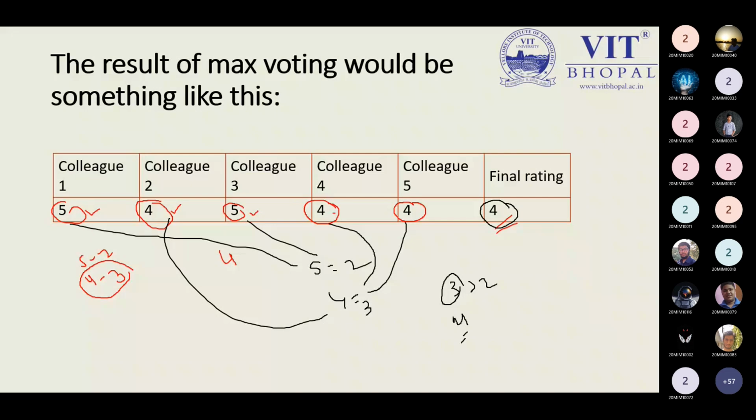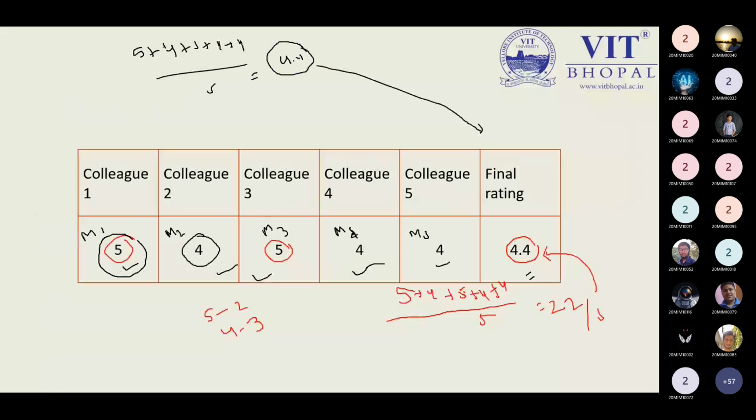So what is averaging? The same ratings I am giving. Colleague 1 gives a 5 rating, colleague 2 gives 4, colleague 3 gives 5, and colleagues 4 and 5 give 4. With those ratings, if I do the averaging, I can do 5 plus 4 plus 5 plus 4 plus 4, divided by 5. That is 22 divided by 5, so I'm getting 4.4. This 4.4 will be your rating from averaging.